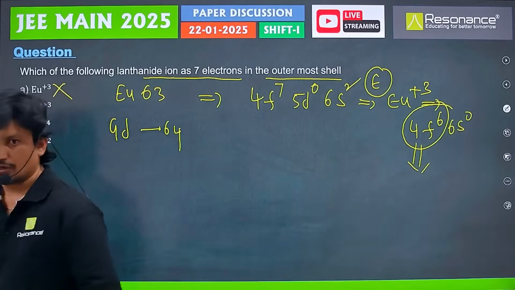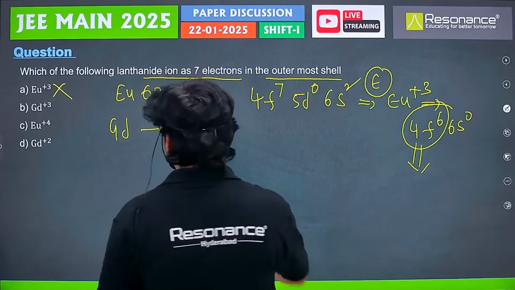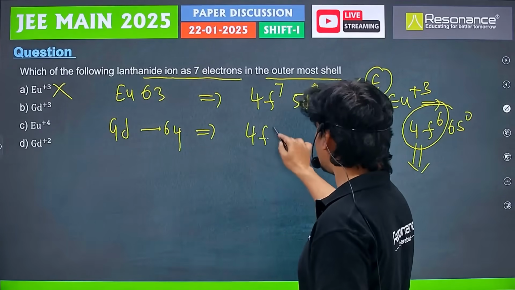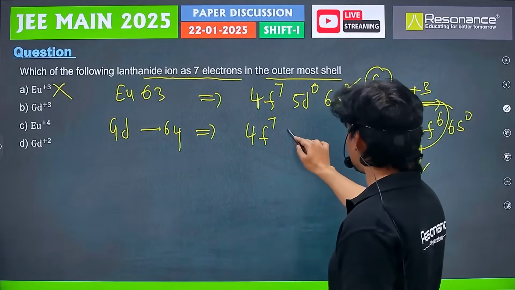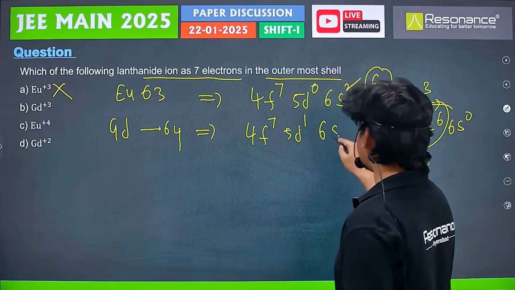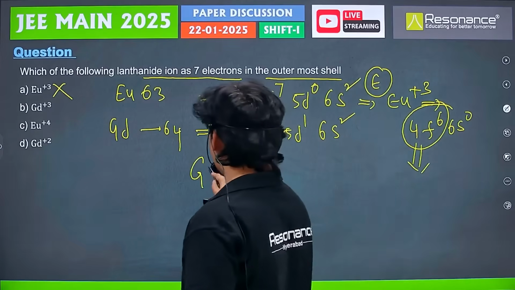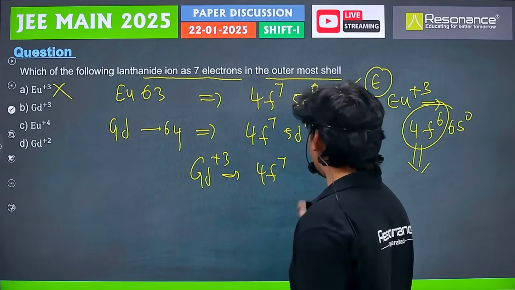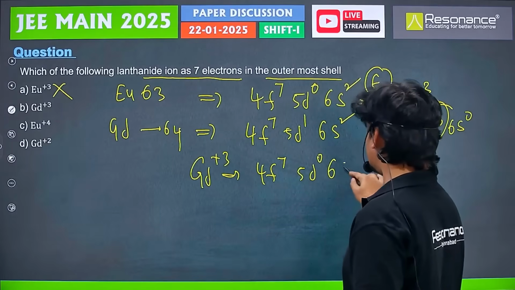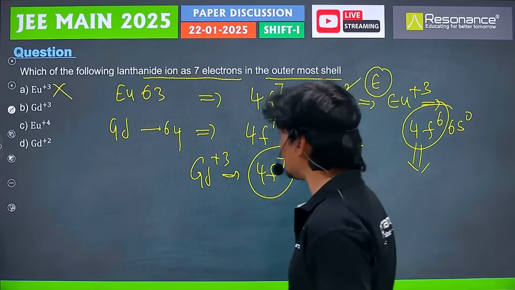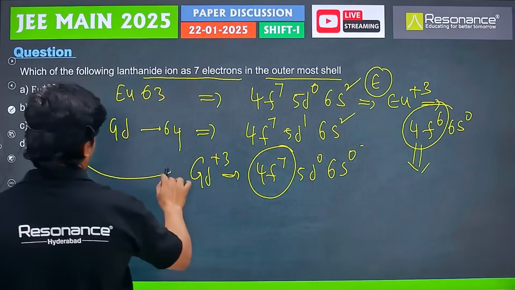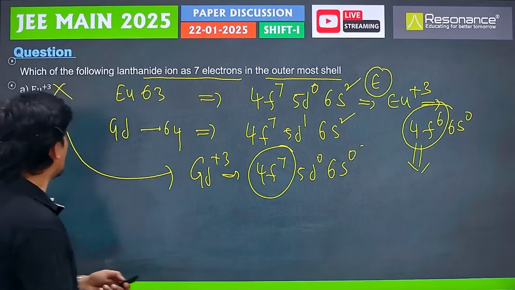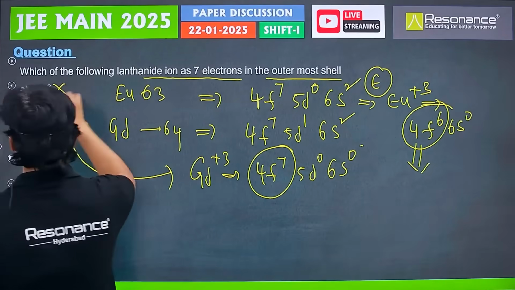Now take gadolinium, atomic number 64. What is the electronic configuration in the ground state? 4f7, 5d1, 6s2. In the gadolinium +3 oxidation state, we get 4f7, 5d0, 6s0. This is the ion having 7 electrons in the f subshell. So the answer is B. B is the correct option.